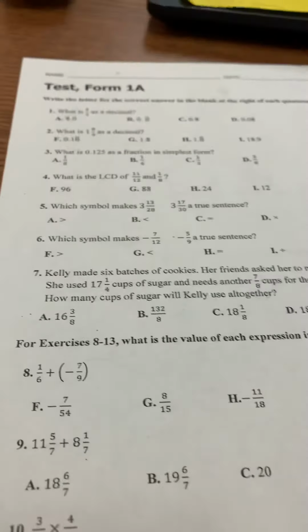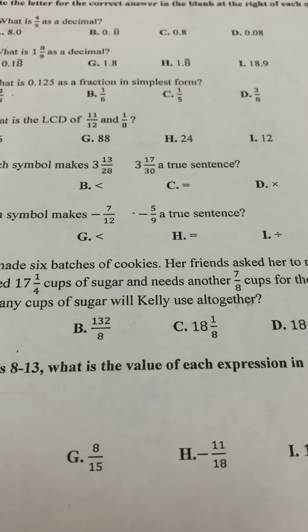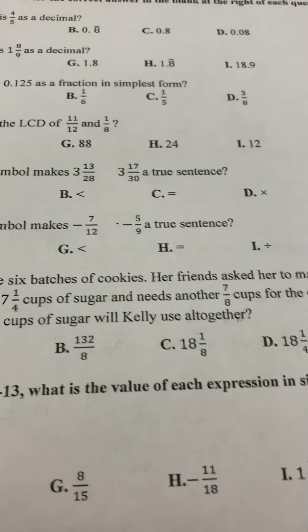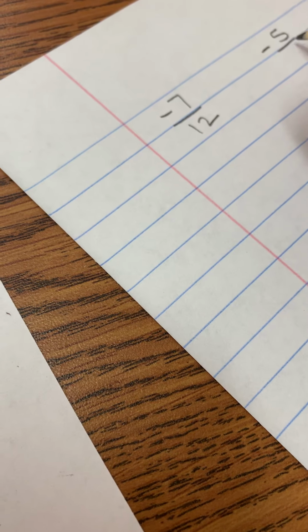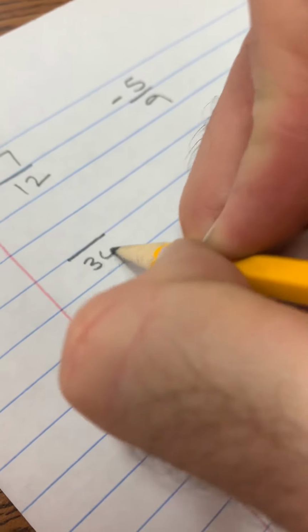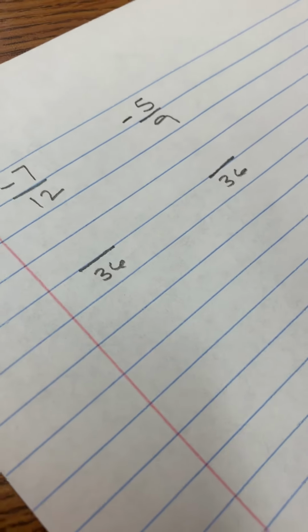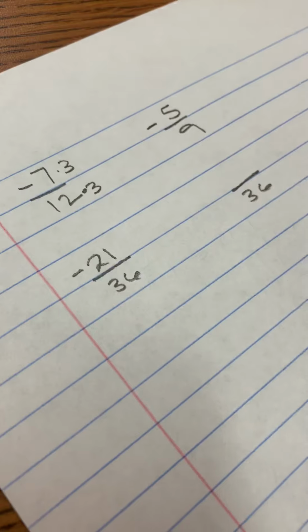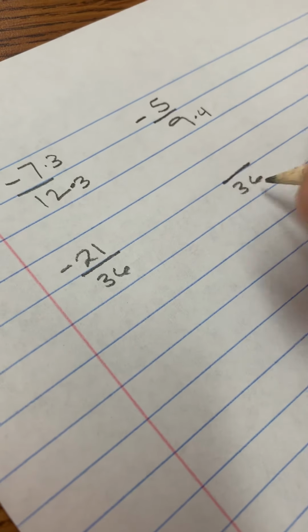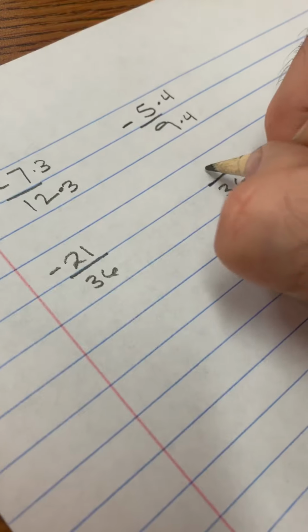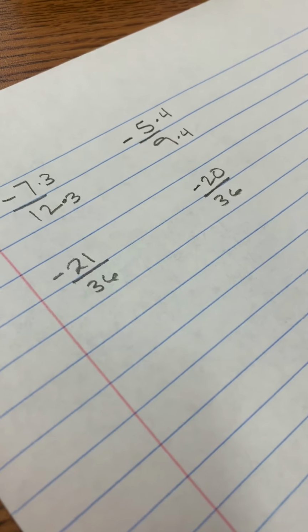Okay. Number 6 says, which symbol makes -7/12 and -5/9 a true sentence? So if I compare them, I got to get a least common denominator. So 36 is my least common denominator. 12 times 3 is 36. Whatever I do to the bottom, I got to do to the top. So I get -21/36. 9 times 4 is 36. Whatever I do to the bottom, I got to do to the top. So I get -20. Now this is hard.